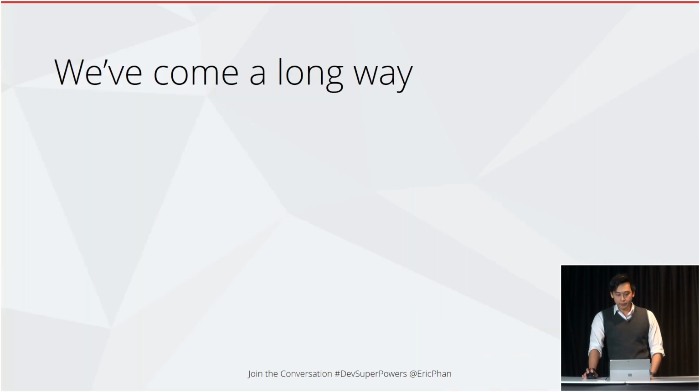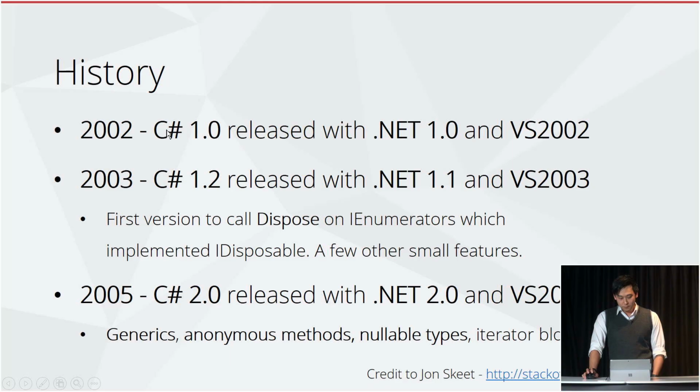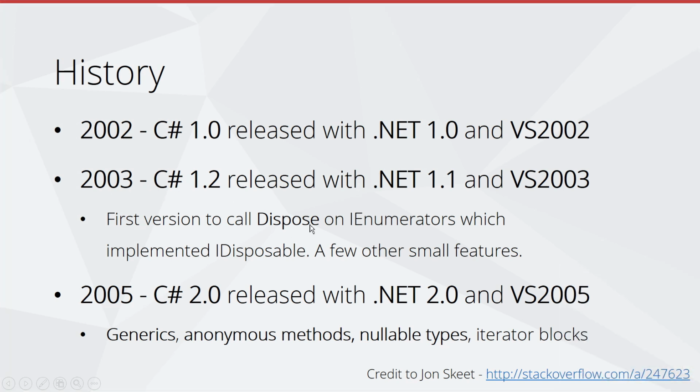So we've come a long way since the start of programming, where we were basically chiseling our code out on stone tablets, like so. Going through the history of the Visual Studio releases, in 2002 we had C#1. In 2003 we had a slight bump in C# version where we had disposable and enumerators. In 2005 we had C#2 with .NET 2, and that was a pretty good release. We had generics, anonymous methods, nullable types. That was quite a big release for C#.